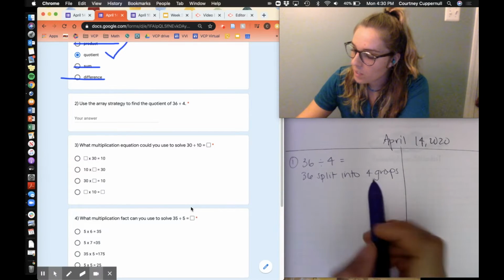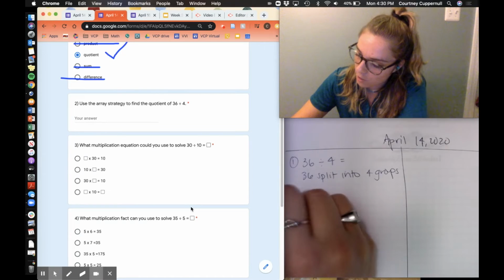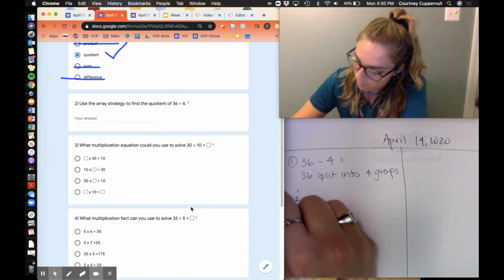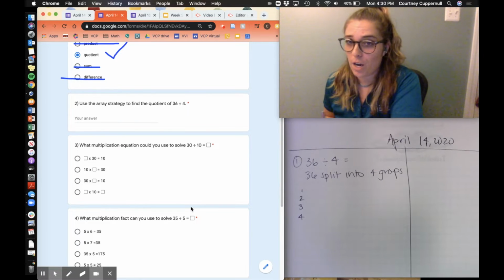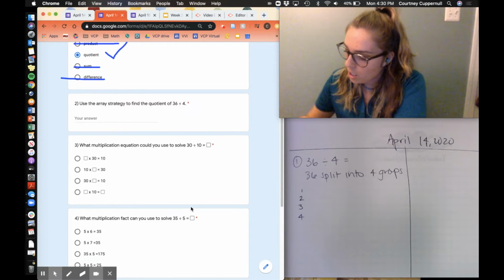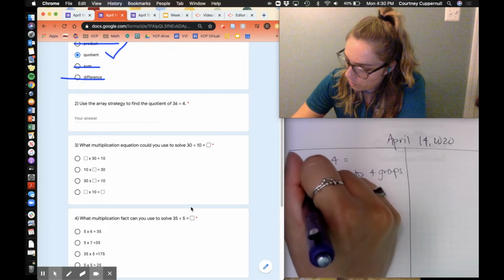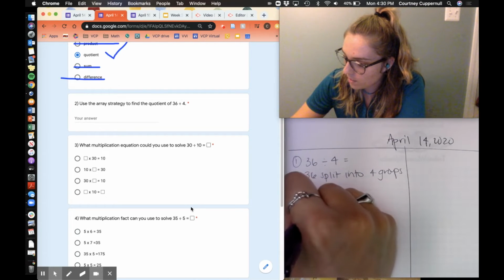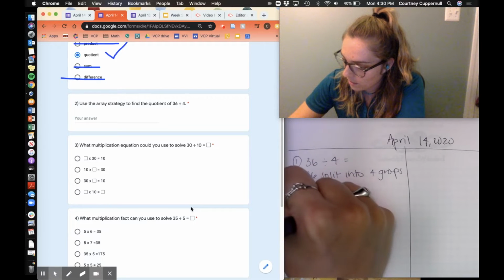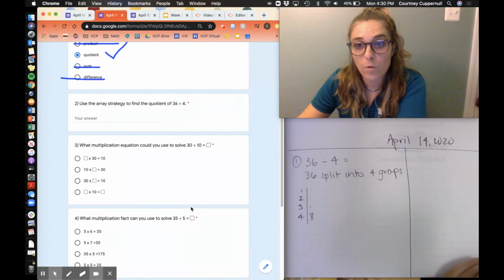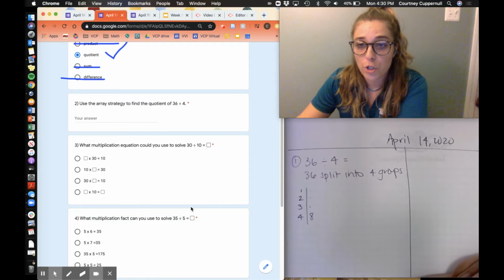Okay, so we're using the array strategy, which means I'm going to draw my 1, 2, 3, 4 rows. Just like you today, I'm not really using graph paper, but that's really not a big deal. We can rock and roll anyway. So if I'm doing 4 rows, that means at the bottom of this is going to be 1, 2, 3, 4, 5, 6, 7, 8. And I can just skip count by 4s across the bottom until I get to 36.